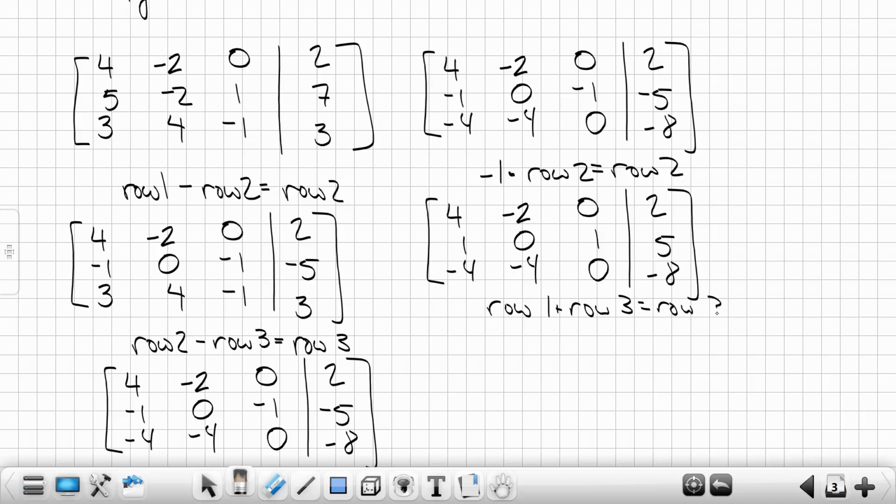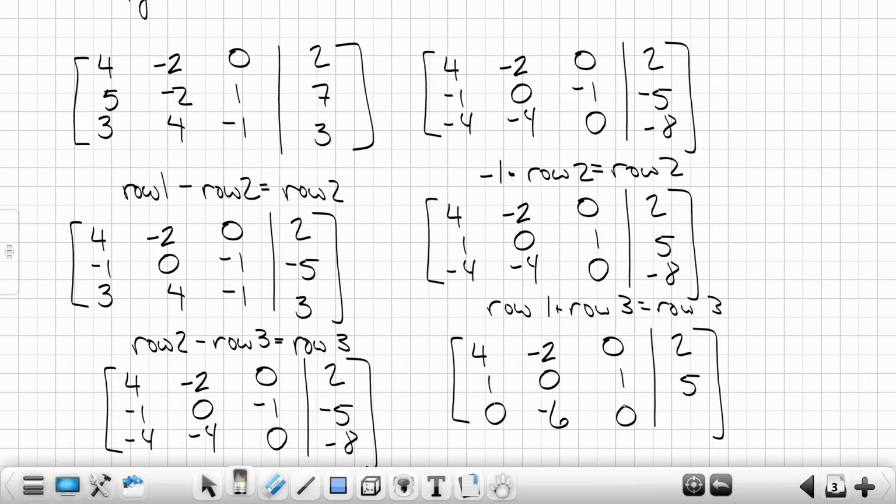Amanda said row 1 plus row 3 makes my new row 3. Negative 4 plus negative 4, 0. Negative 2 plus negative 4, negative 6. 0 plus 0, 0. 2 plus negative 8, negative 6.